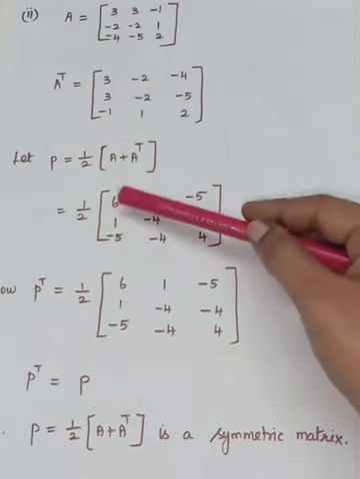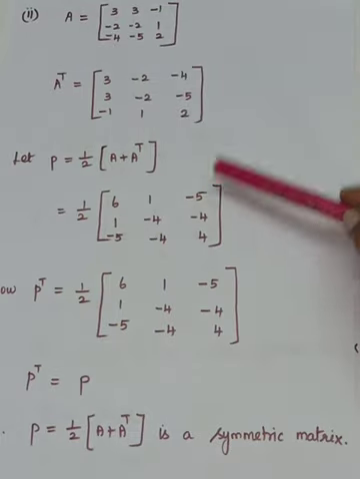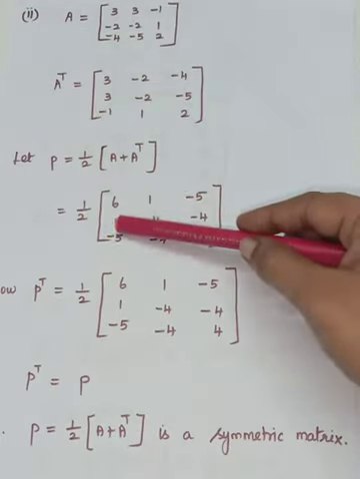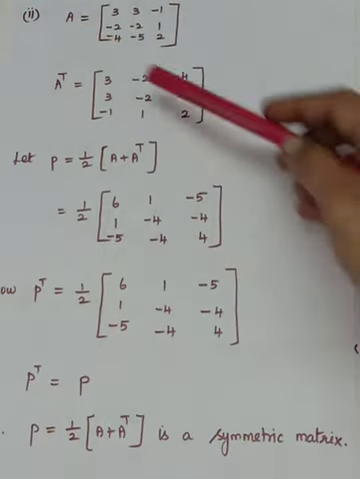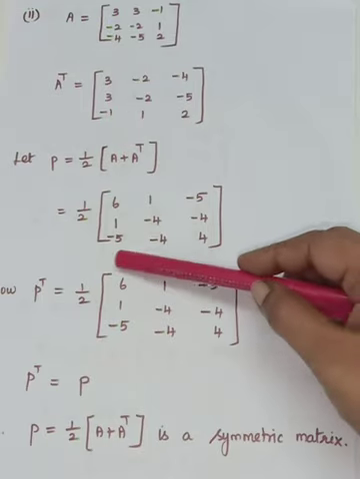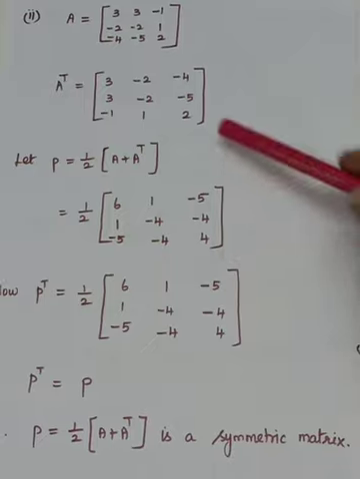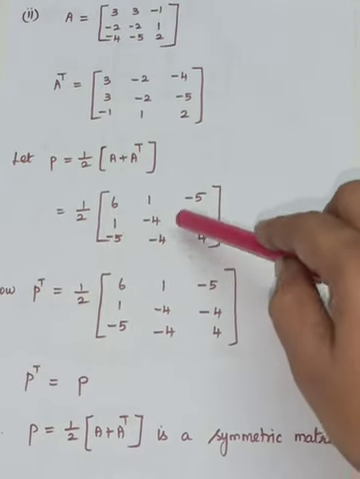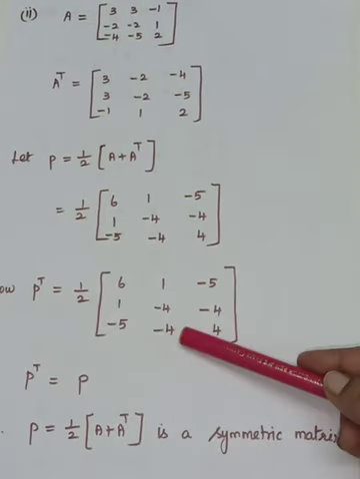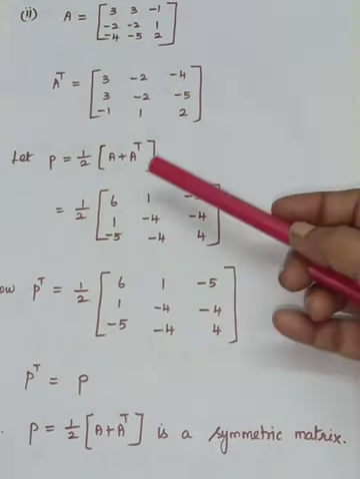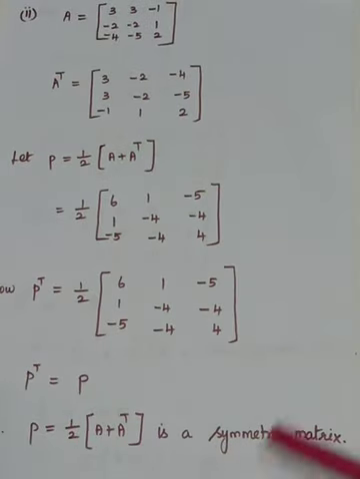So 3 plus 3, 6. 3 minus 2 is 1. Minus 1 minus 4 is minus 5. And minus 2 plus 3 is 1. Minus 2 minus 2 is minus 4. 1 minus 5 is minus 4. So minus 4 minus 1 is minus 5. Minus 5 plus 1 is minus 4. 2 plus 2 is 4. So I have found this. So we have to check whether it's a symmetric matrix. That means you have to find the transpose. So if you find the transpose, you will get this answer. This is equal to P, this matrix. So it is a symmetric matrix.